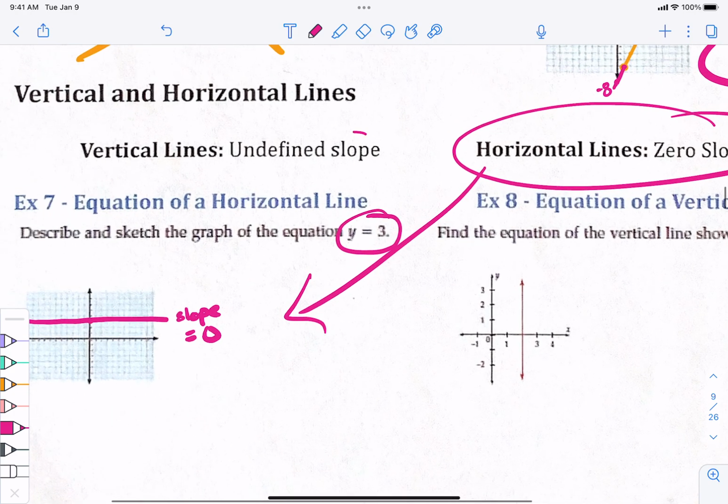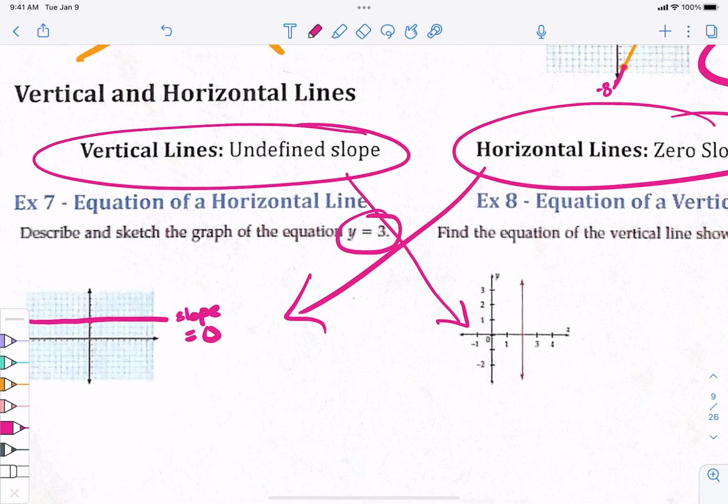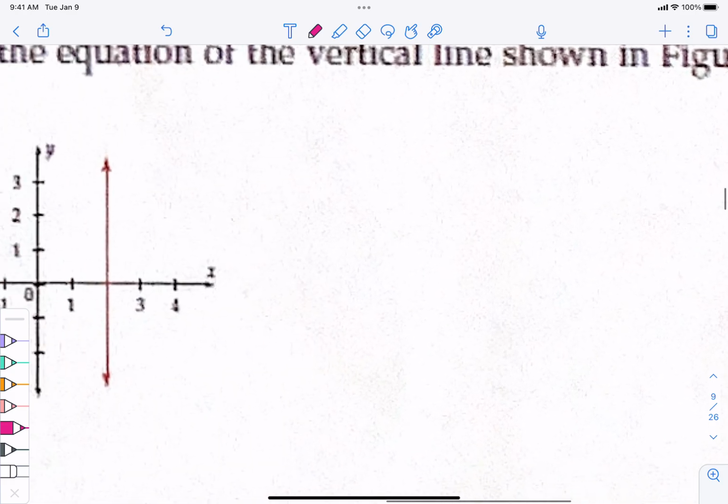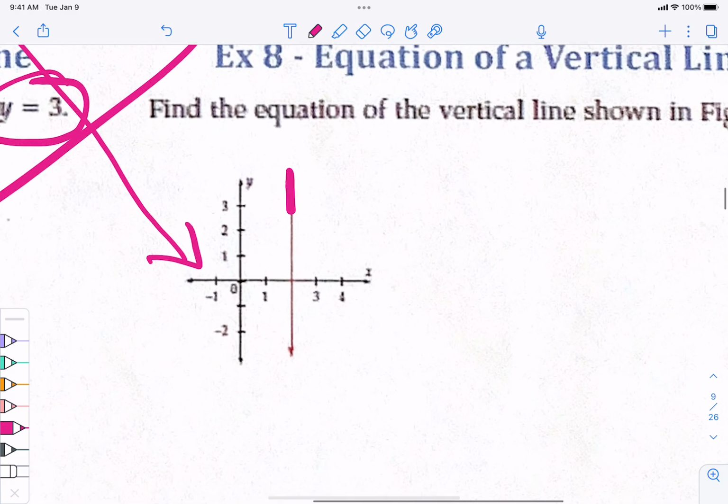Then we have vertical lines, which have undefined slope. Do you remember why it's undefined? It's not a function to begin with. It doesn't pass the vertical line test, right? So it's undefined. It has weird things happening, okay? This is a vertical line at 2. So the equation of that will be x equals 2.